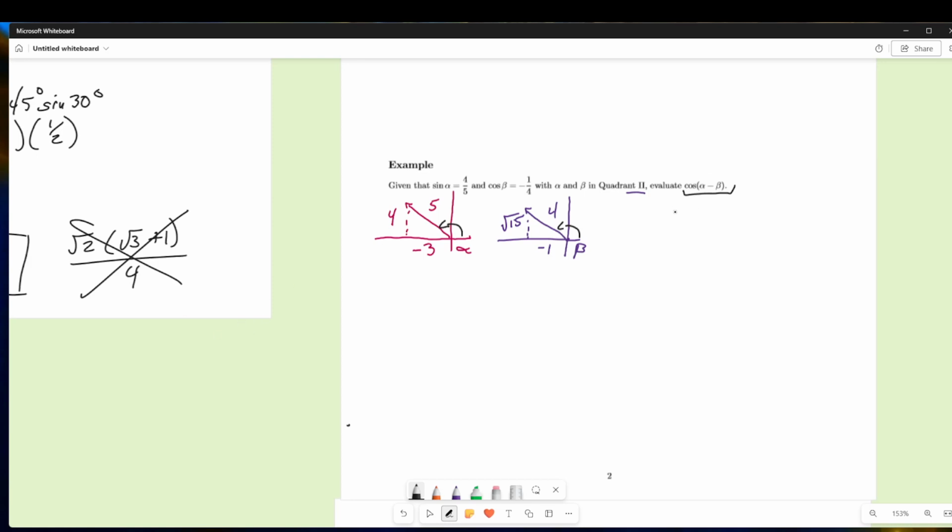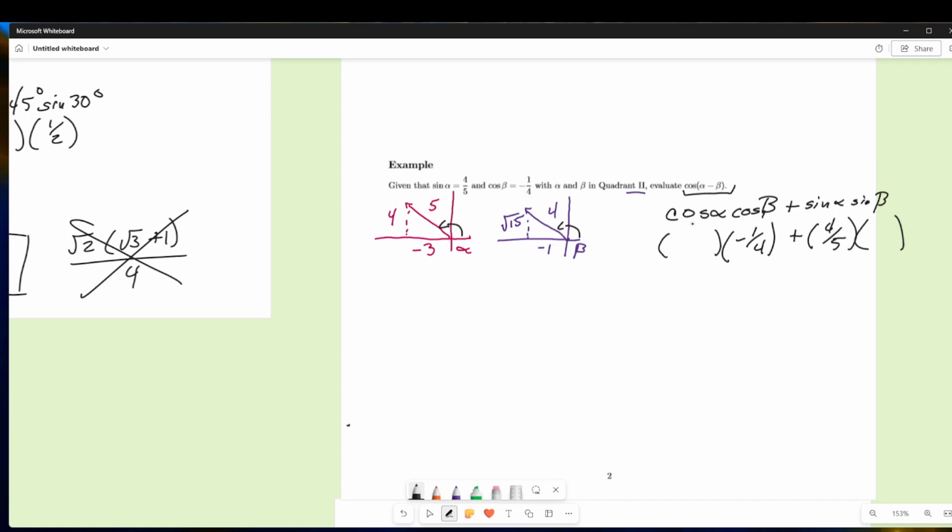Looking back at our formulas, we see that the cosine of a minus b is the cosine of alpha times the cosine of beta plus the sine of alpha times the sine of beta. Again, cosine subtraction turns into addition. With a sine, the sine is preserved. So the cosine of alpha we can get from our diagram. The cosine of beta, we were told, is -1/4. The sine of alpha, we were told, is 4/5. The sine of beta, we can get from our diagram.